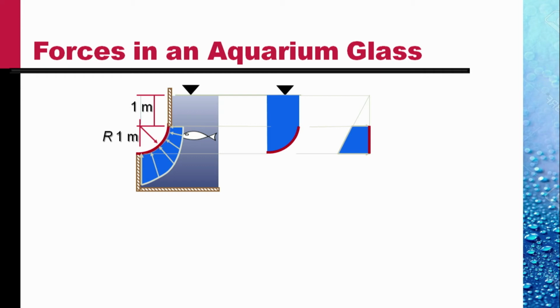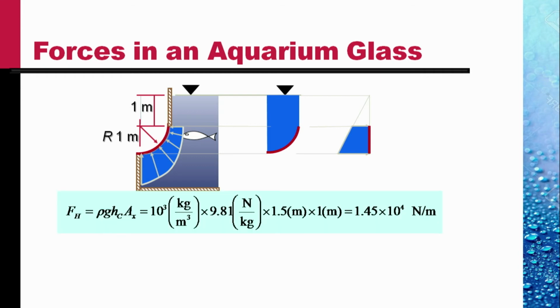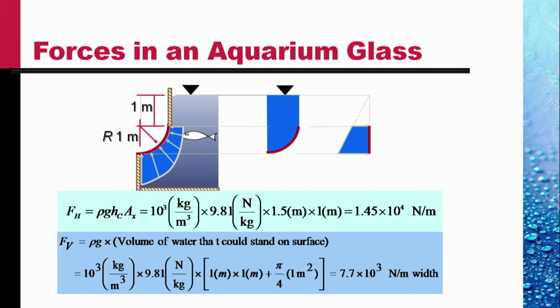And so this pressure would be rho times g times 1.5 meters, and we multiply by the vertically projected area to find the vertical component of the pressure forces. This is the horizontal force, and the vertical force is rho g times the volume of the water that could stand on the surface.